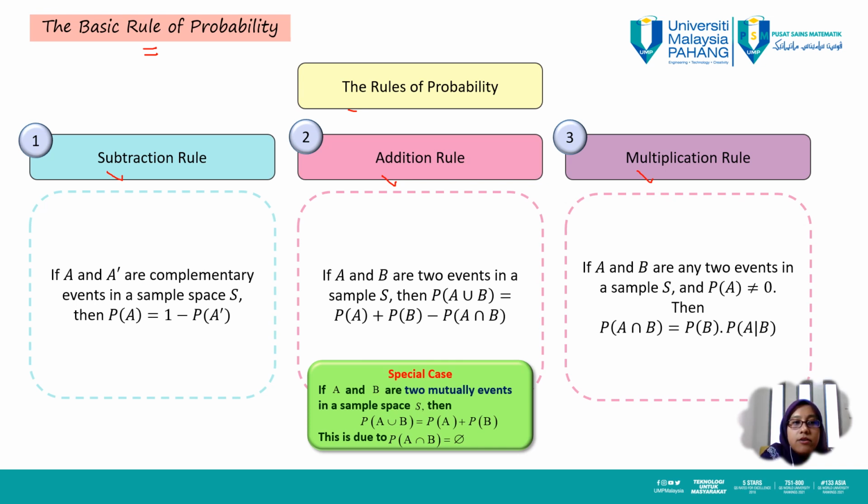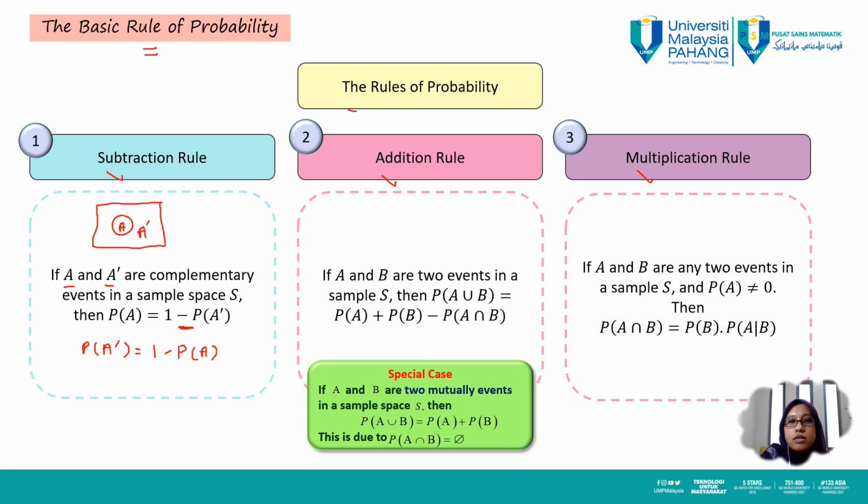subtraction rule. If A and A prime, A complement, are complementary events in a sample space S, then probability A is equal to 1 minus probability A prime or A complement. That means, okay, this is our sample space. So this is event A. And outside the circle is A prime. So as I mentioned earlier, the probability for A and A prime is equal to 1. So to find P(A), that means 1 minus P(A prime). Or oppositely, to find P(A prime) is equal to 1 minus probability A.